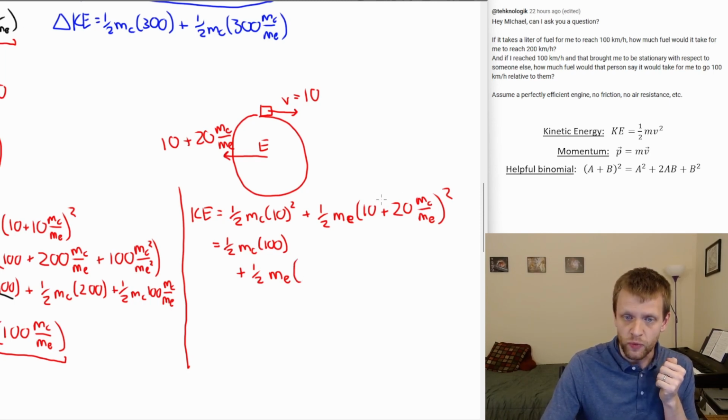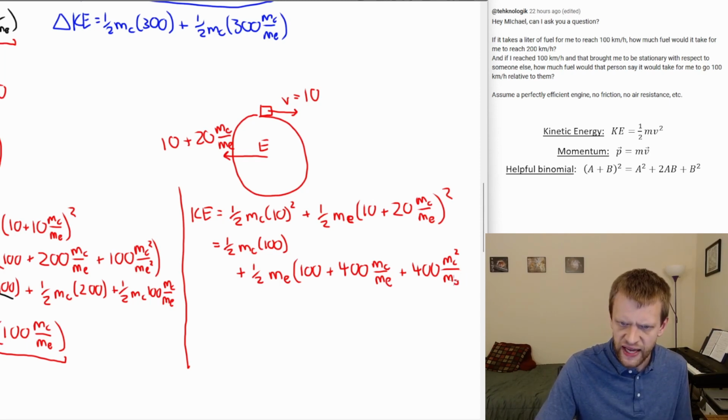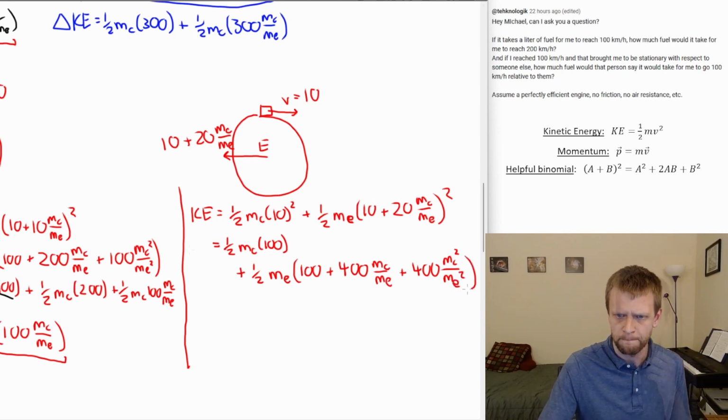With this binomial theorem, we square the first one. We do 2 times the first term times the second term. So 2 times 10 times 20 is going to give us 400, and that's going to be mc over me. And then we're going to have this last term squared. So 20 squared is 400 times mc squared over the mass of the Earth squared. Again, let me make sure it's clear that that is the mass of the Earth in here.